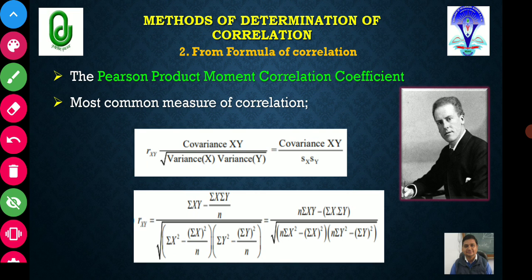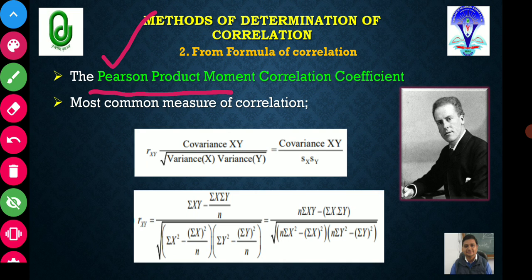Now the second method of determination of correlation is from the formula of correlation. The formula was given by Karl Pearson, so it is also known as the Pearson product moment correlation coefficient.